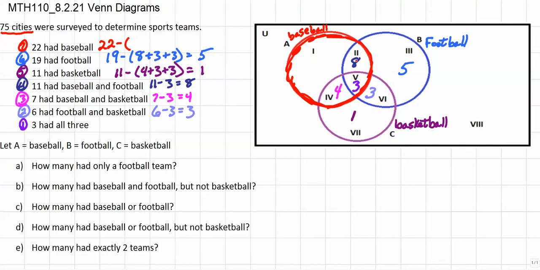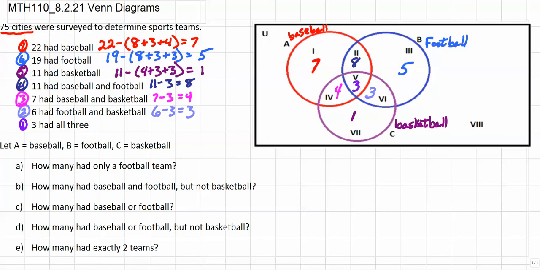That means that we've accounted for 8 here, 3 over here, and 4 here. So we'll subtract 8 plus 3 plus 4. That's going to be 22 minus 15, which will be equal to 7. So that means I have 7 teams worth of baseball right here. And that basically means that those cities only have baseball teams.